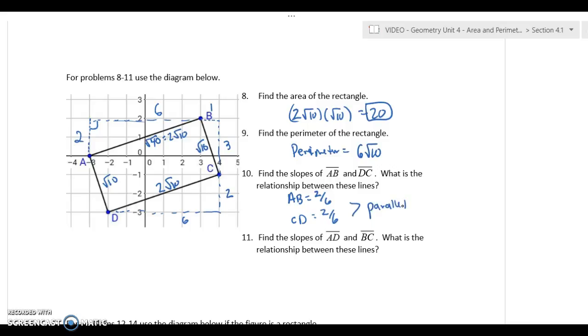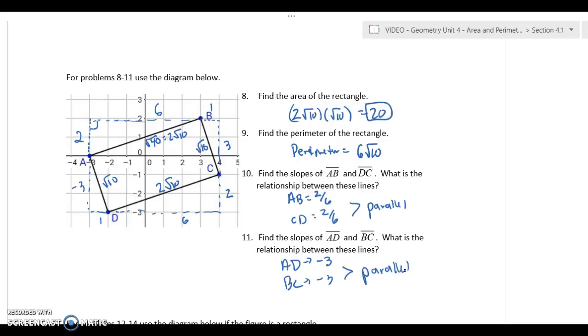Same thing with AD and BC. We can drop this guy down, move it over. See, 1, 2, 3, a drop of 3 and a movement of 1. So AD has a slope of -3. And if we look at BC, it's the same thing. We have a drop of 3 for that movement of 1. -3. So again, opposite sides here are parallel. And that is a property of a rectangle.